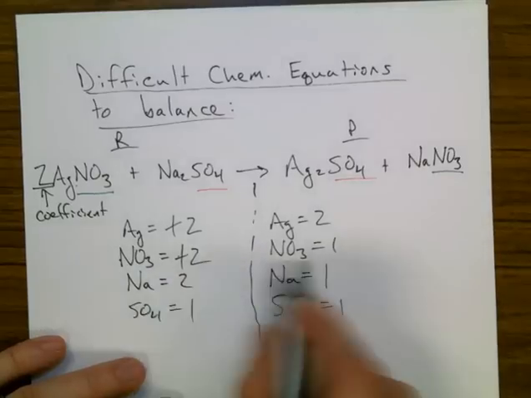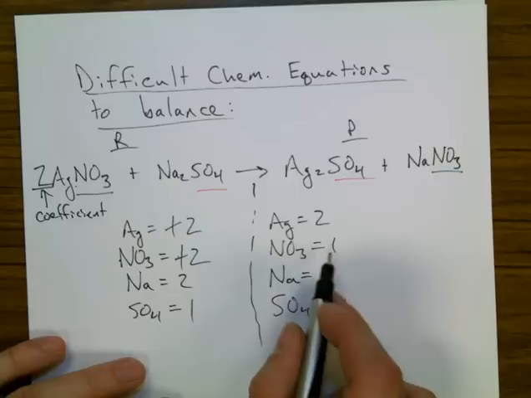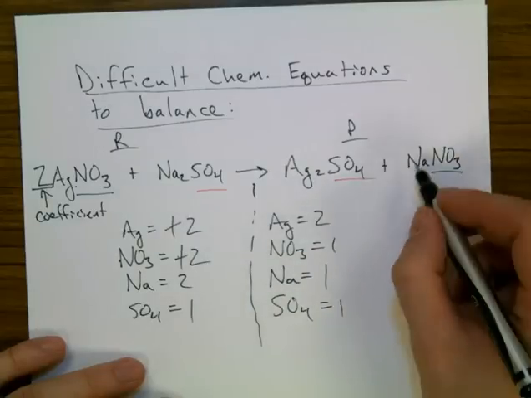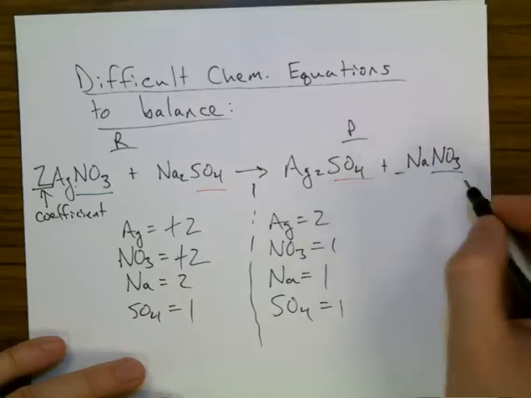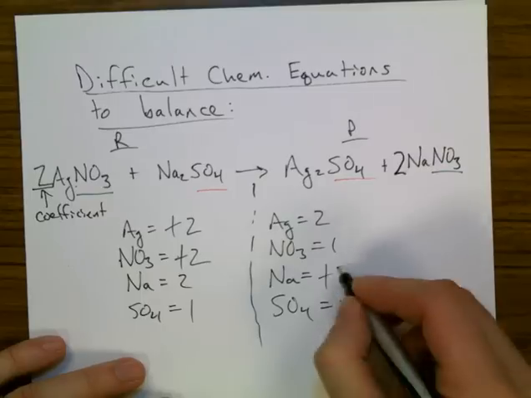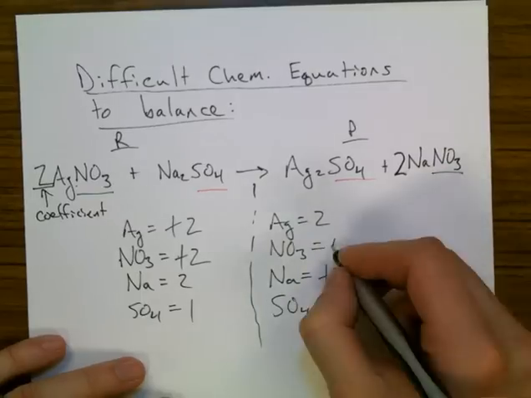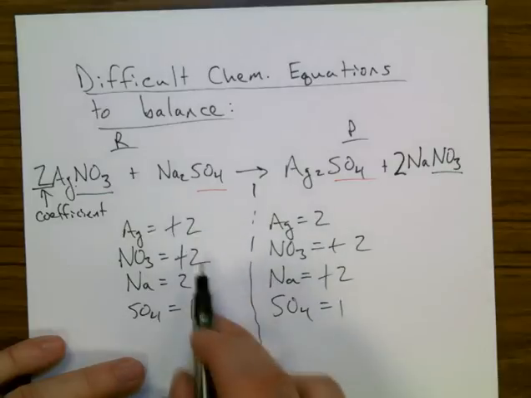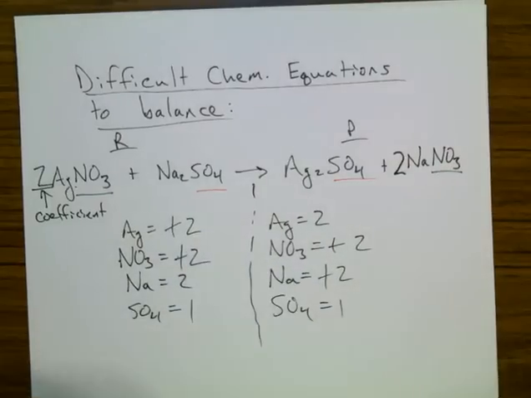So now I need 2 nitrates on the right side. So I'm going to go over here, and again, I can't put a 2 here. I can only adjust how many I have by putting coefficients in front. So I'm putting a 2 in front. Now I have 2 sodiums. I now also have 2 nitrates as well. So now my silvers, my nitrates, my sodiums, and my sulfates are balanced.